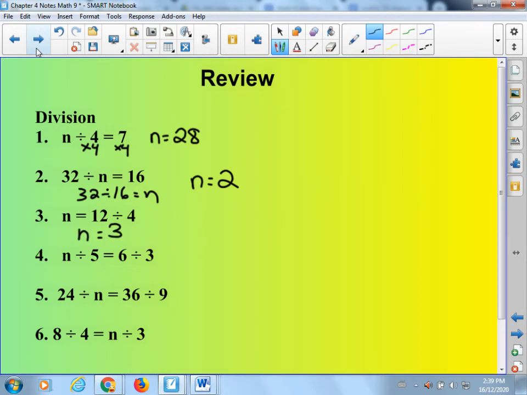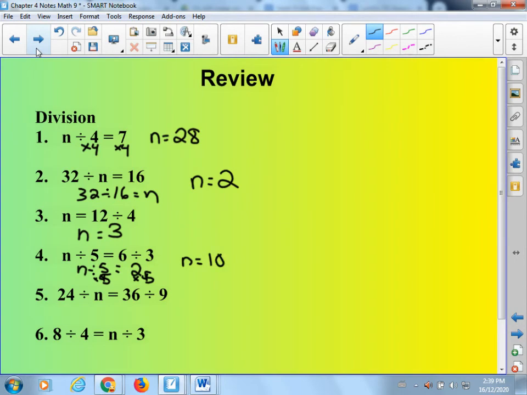When I have steps on two sides, I'm going to solve the one that I can. 6 divided by 3 is 2. So n divided by 5 is 2. Opposite of dividing by 5 is times 5. So n is equal to 10.